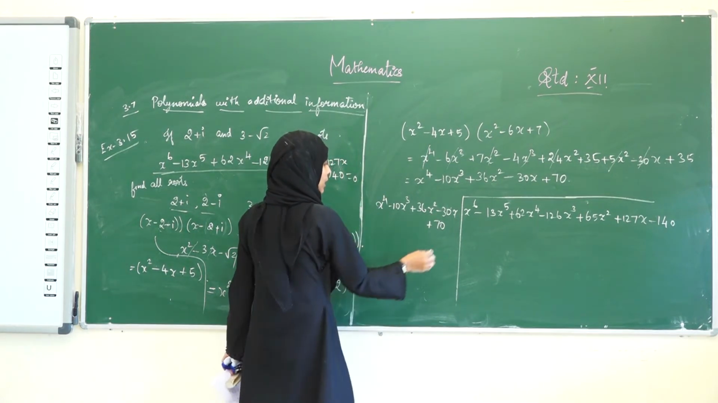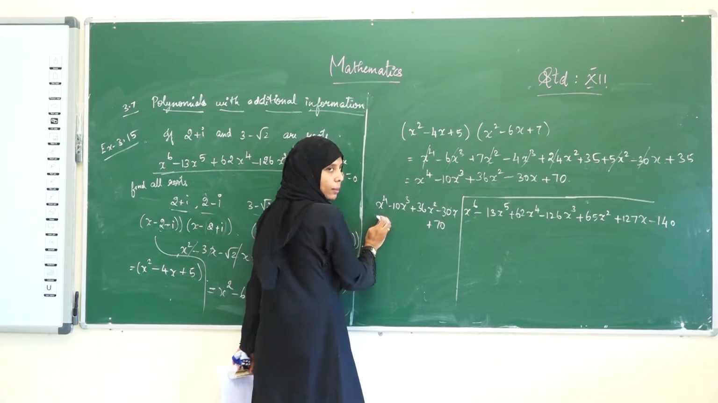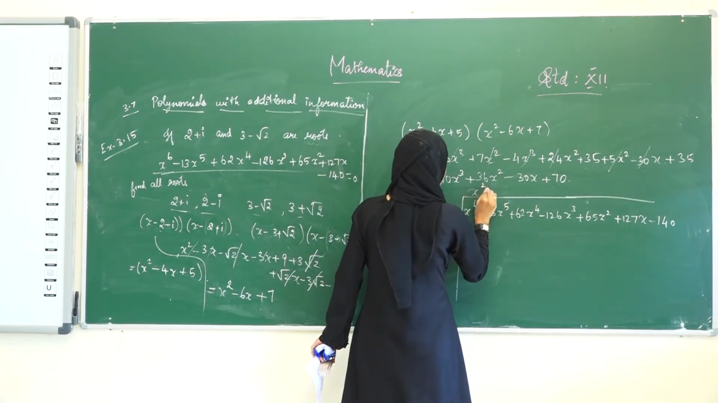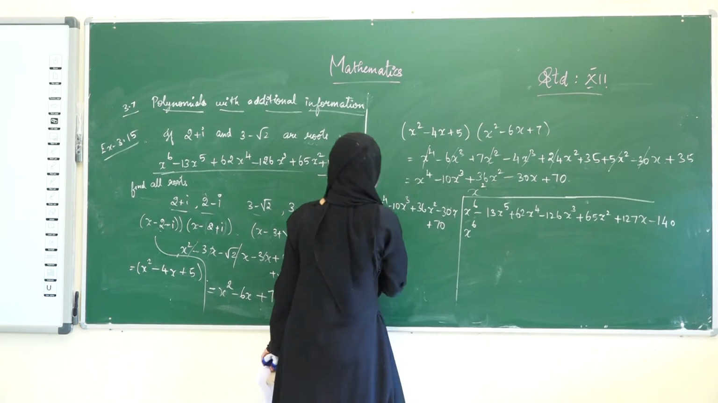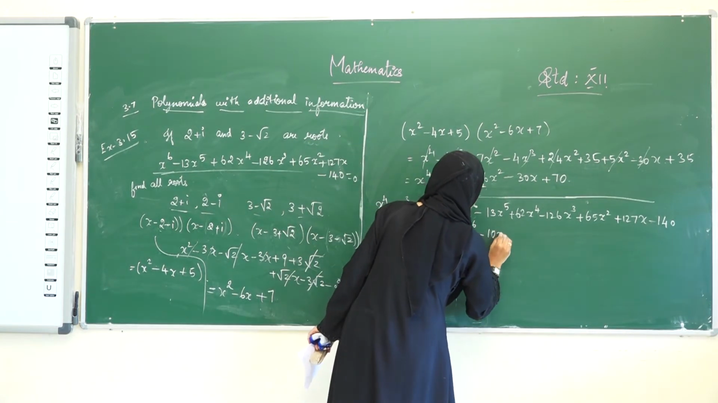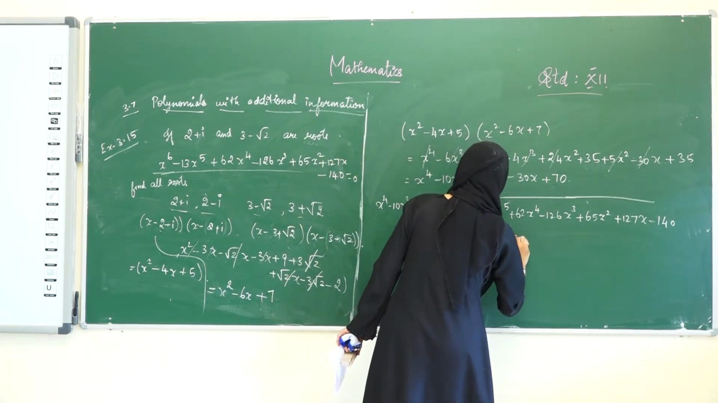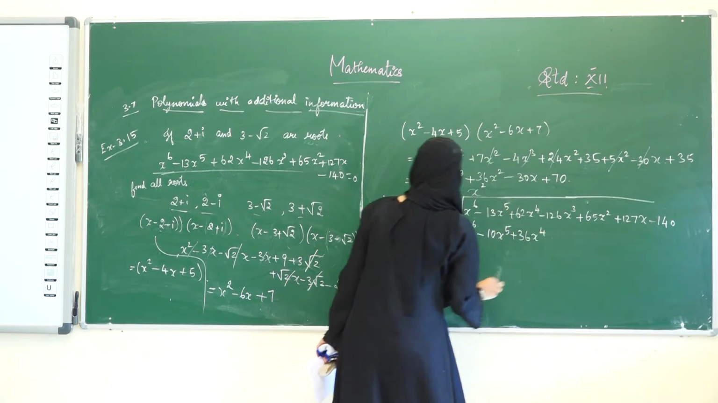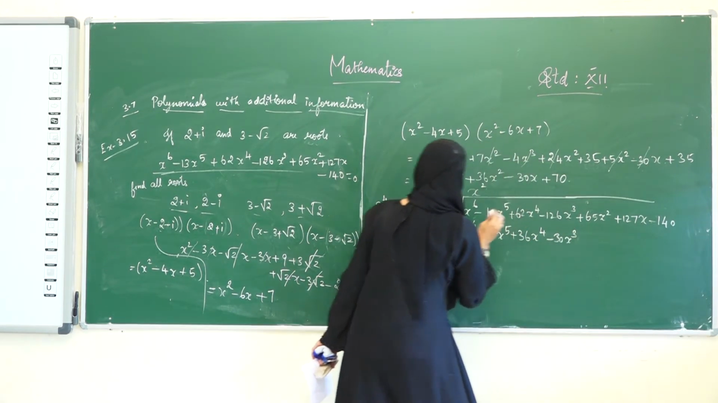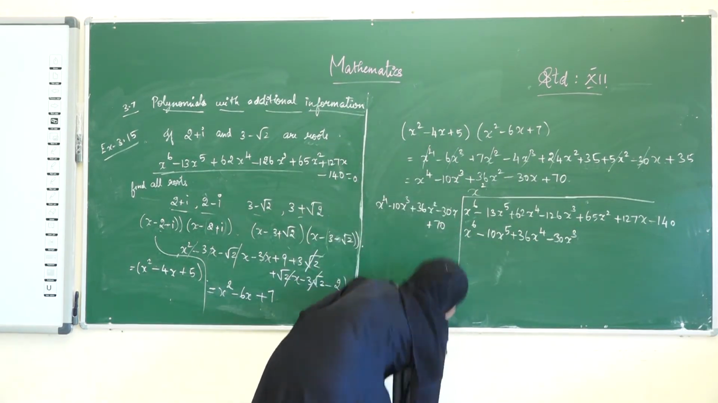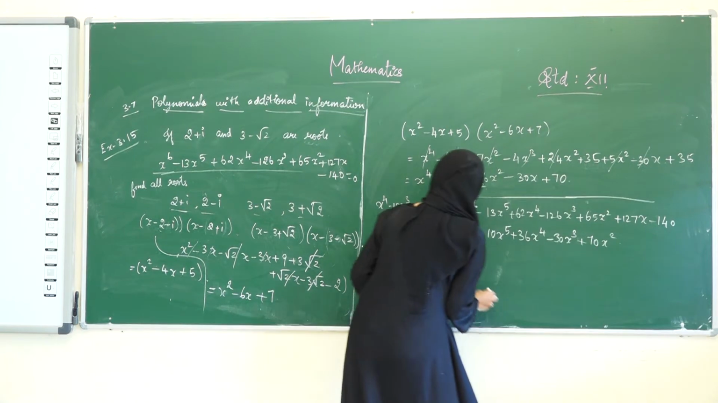So we are going to consider the first term. Here it is x power 4, here it is x power 6. So x square multiplied gives this term. Therefore here it becomes x square. We are going to multiply x square with all these terms. What is the answer? x power 6, minus 10x cube into x square is minus 10x power 5, plus 36x square into x square is plus 36x power 4, minus 30x into x square is minus 30x cube, plus 70 into x square.